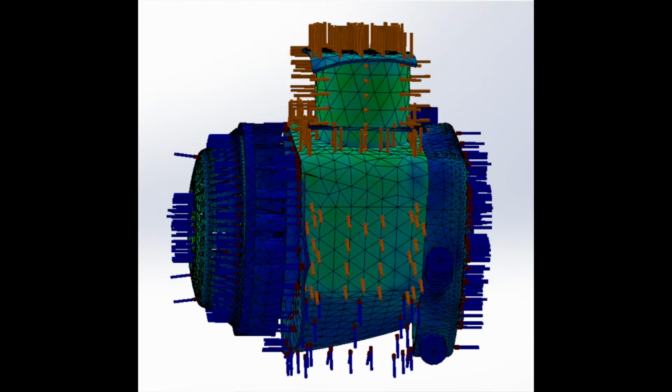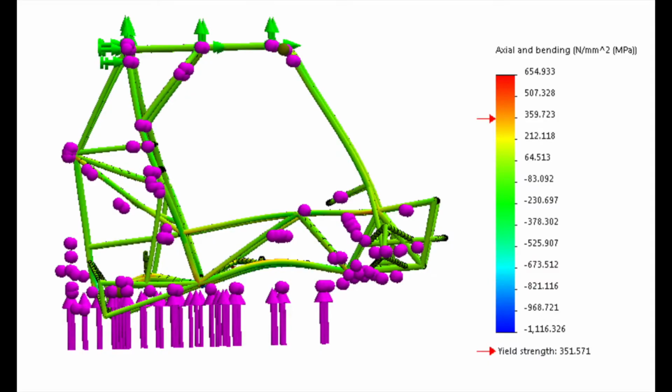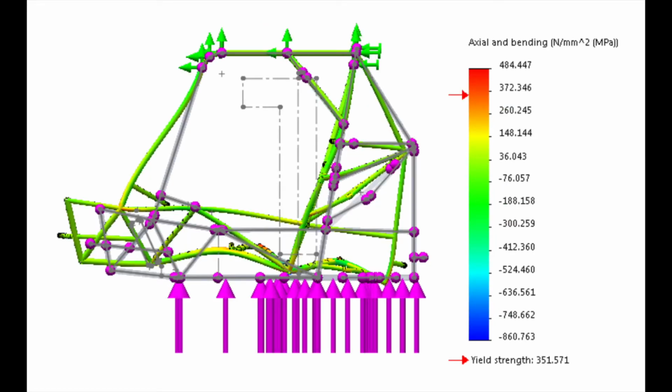Besides this, we also did a bottom impact where we analyzed the chassis from adding forces to the bottom of both iterations. The second iteration is better than the first.